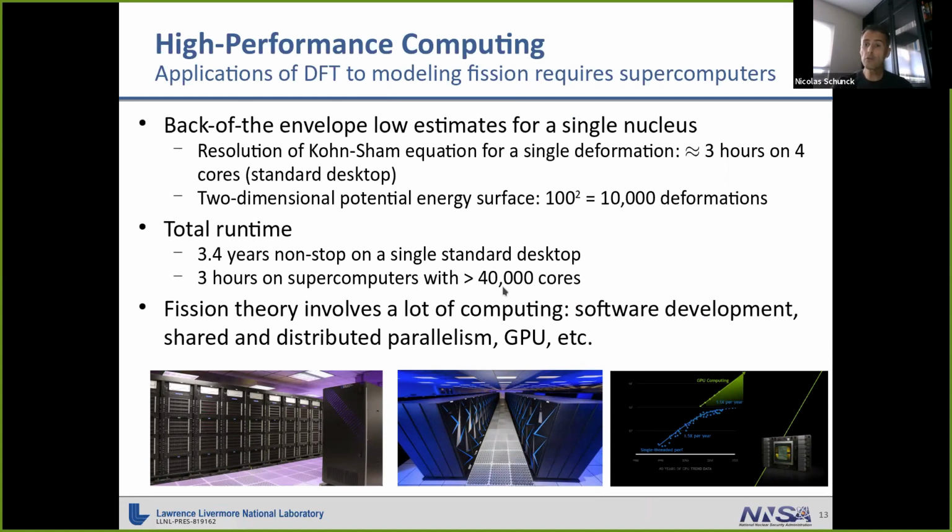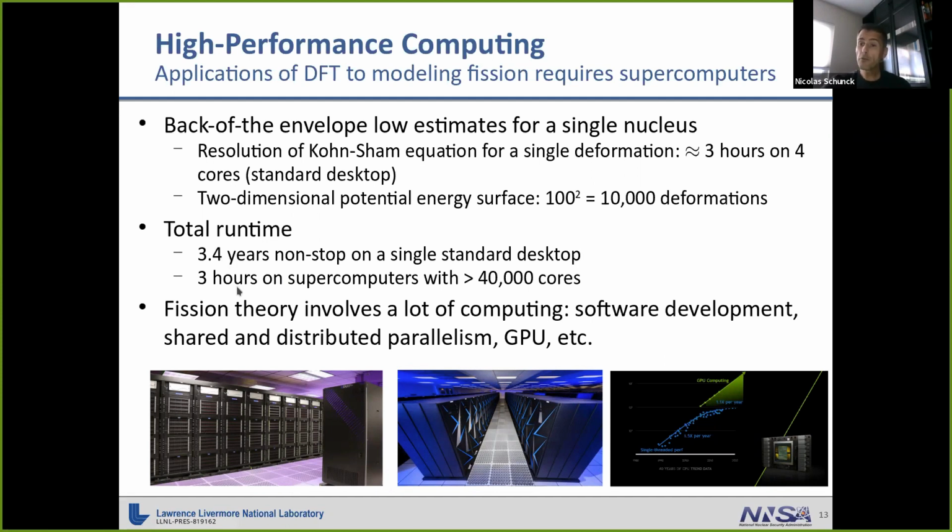So that means I had to solve the Schunck equation 10,000 different times for 10,000 different sets of deformations. And you can think of, on average, it took about 3 hours on 4 cores to solve the Schunck equation for a single deformation. Okay, so if you have 10,000 deformations, you need to multiply 10,000 by 3. And if you do the math, you find that if you only have a standard desktop, it will take 3.5 years to run on that desktop, which becomes pretty useless.